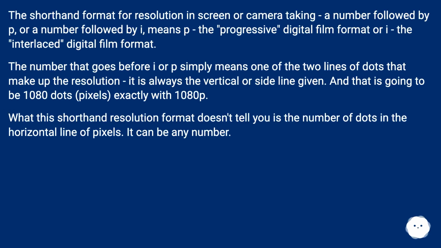The shorthand format for resolution in screen or camera talk, a number followed by P or a number followed by I, means P, the progressive digital film format, or I, the interlaced digital film format. The number before the I or P simply means one of the two lines of dots that make up the resolution. It is always the vertical or side line given, and that is going to be exactly 1080 dots, pixels, with 1080p. What this shorthand doesn't tell you is the number of dots in the horizontal line of pixels. It can be any number.